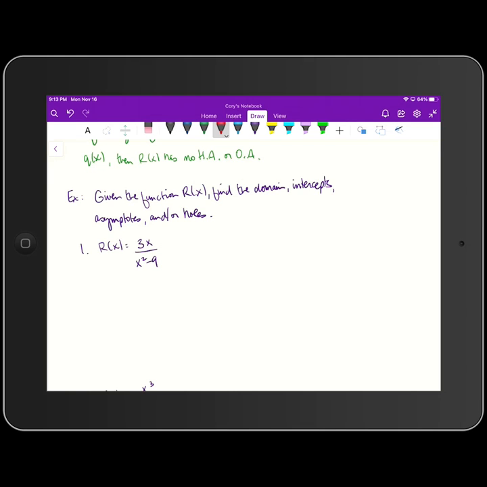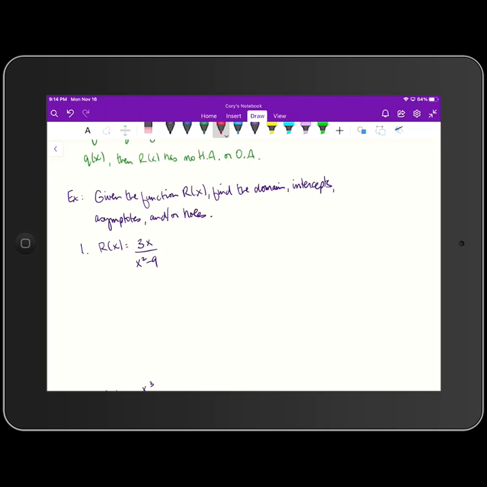Okay, so the directions here say given the function r(x), we are asked to find the domain, the intercepts, so we want to find the x and y intercepts, asymptotes, so does it have a vertical asymptote, a horizontal asymptote, an oblique asymptote, and/or holes. We haven't talked about when rational functions have holes yet. We'll actually look at that with one or two of the examples that we are going to look at here.